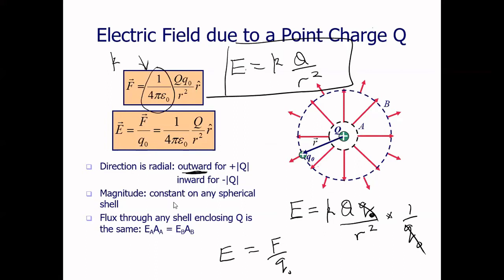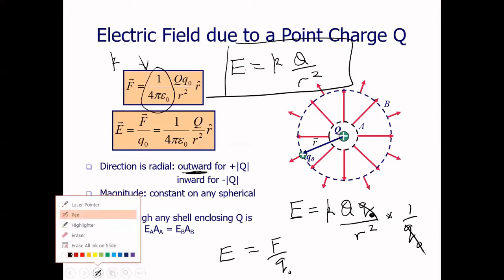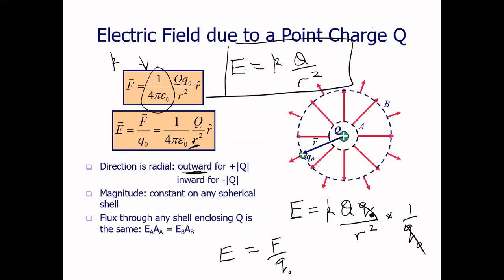The other point to take note of is that the electric field is constant on any spherical shell. If you look at this equation for the electric field, you see everything else is constant except for the R. So at any points which have the same R, the electric field will be the same. If you imagine any sphere of radius r around this point charge, all the points on the sphere will be equidistant from the charge, and therefore will have the same electric field. This dashed line, if you visualize it as a sphere, means all the points on that sphere will have the same electric field.